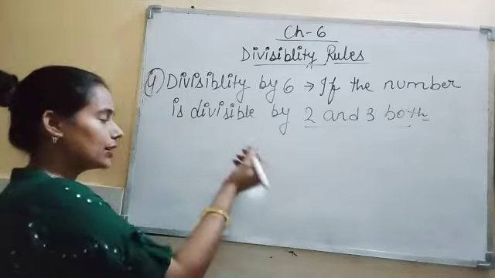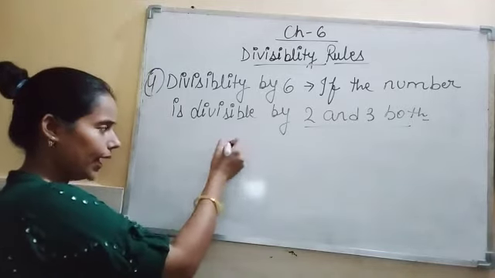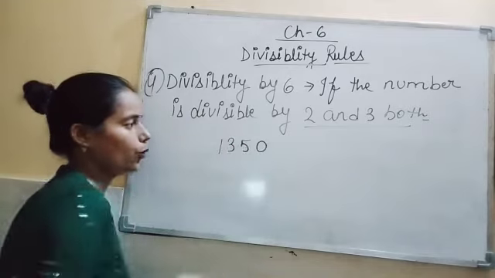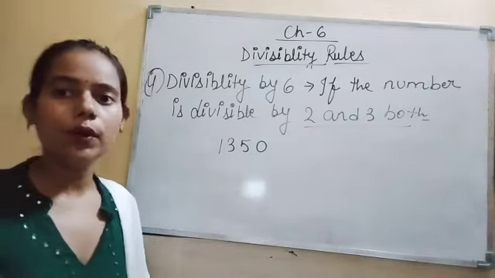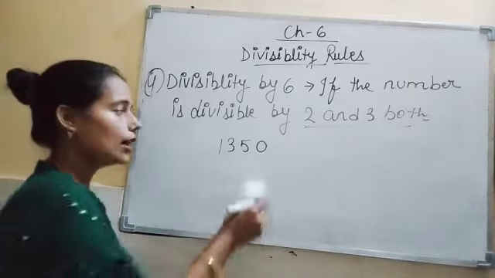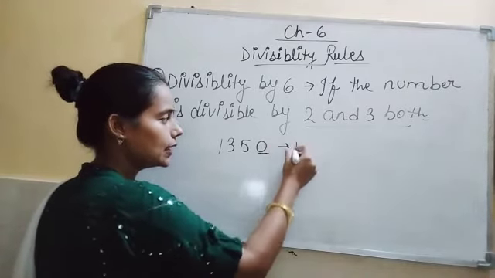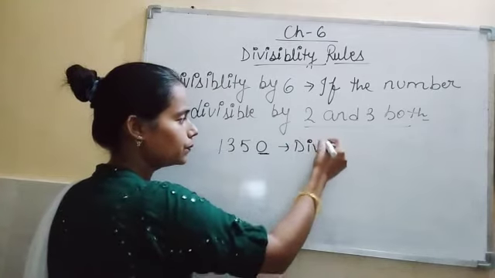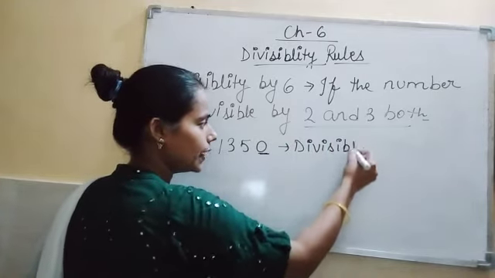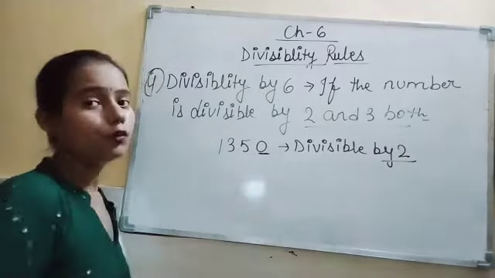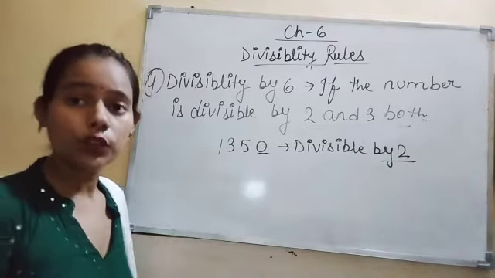So class, let's check the number there. Like I have 1350. So here I have a number 1350. So class, on the ones place we have 0 there. That means it is divisible by 2, because on the ones place we have 0. And for checking the rule of 3, what we have to do?